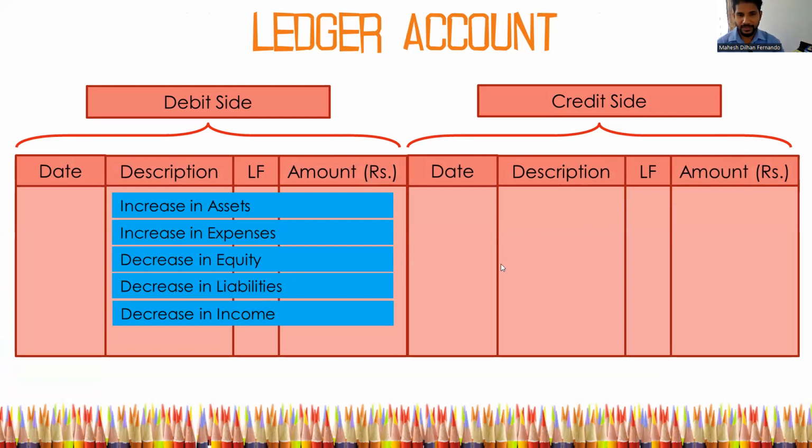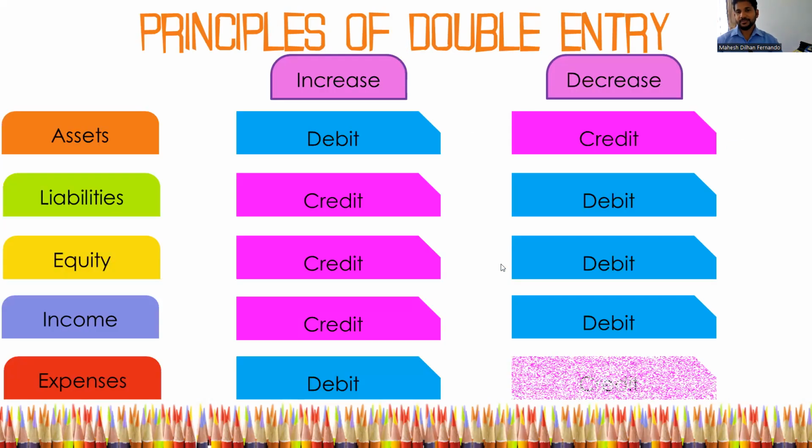Move to the previous slide once again. In the debit side, what do we have? Increase in assets. Increase in expenses. And decreases of liabilities, decreases of equity, and decreases of income.